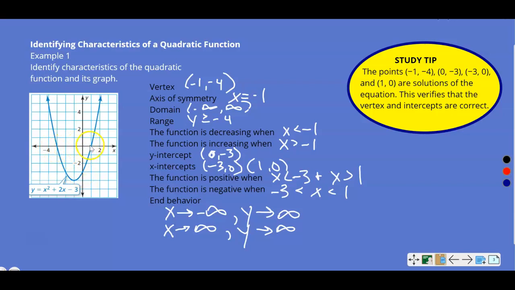(-3, 0) and (1, 0) are solutions of the equation. This verifies that the vertex and intercepts are correct.